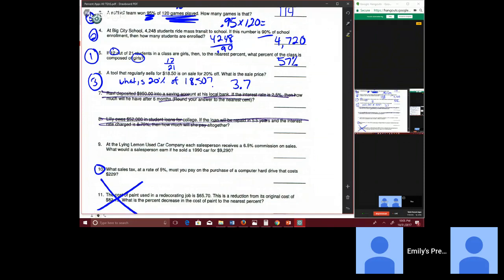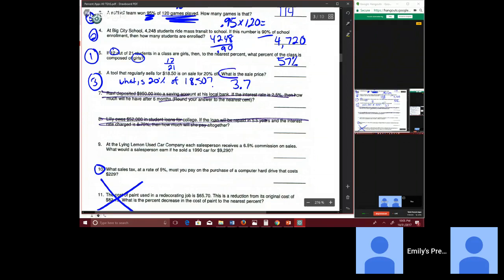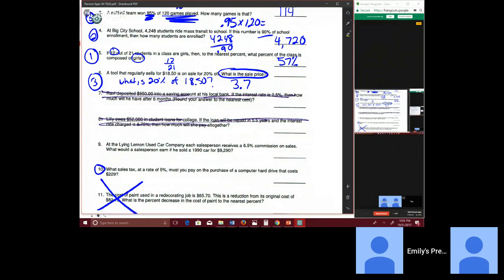Couple of point outs here. There's more than one way they can ask a question like this. The 2 main questions that you would see is what is the sale price, or what is the discount? 2 very different questions. Both of them would be scenario 3, but one of them will require an extra step. This one wants to know the sale price. When you take 20% of $18.50, what you get is the discount.